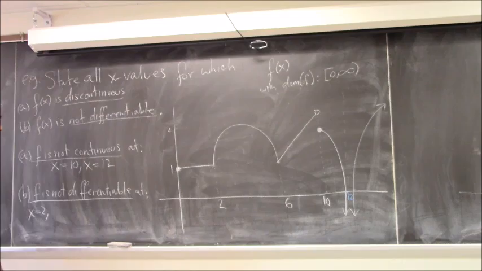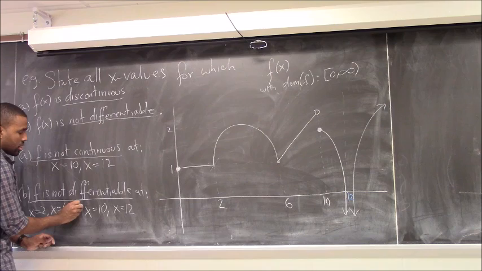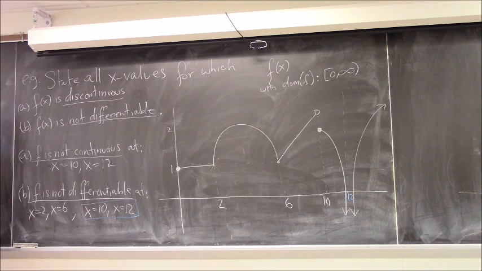And then these guys, x equals 10 and x equals 12. By the way, those guys are automatic. These are guys you don't even have to think about because once you're not continuous, you're automatically not differentiable. And so we can just realize that. So any answer in the first part would be an answer here.